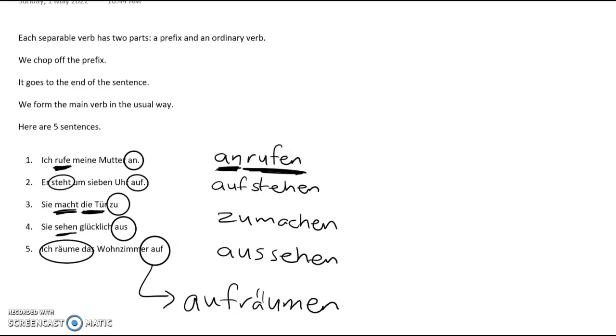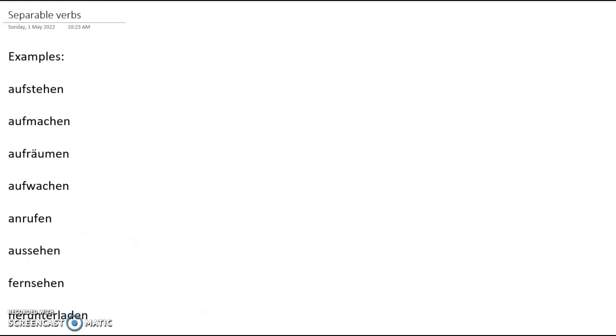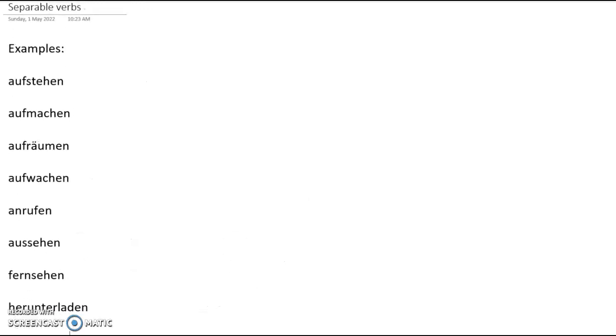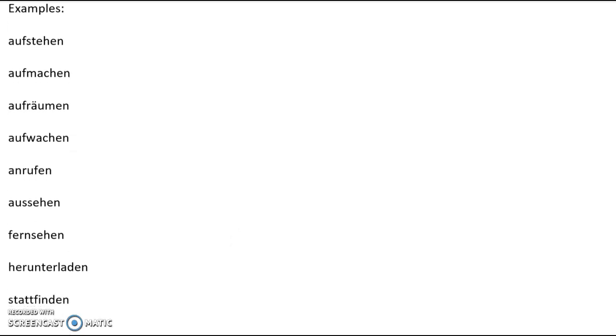Okay, so one more time. What we're doing is we're looking at the prefix, and then we're looking at the normal verb. The prefix goes to the end. So what I'm going to do now is I'm going to give you a list of a bunch of really common separable verbs. So all of these I think are on the level 1 vocab list, and we're going to start working with these on the next slide.